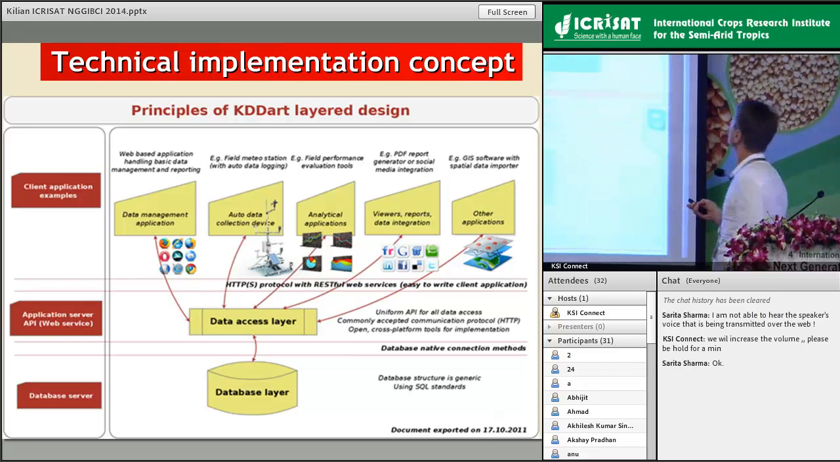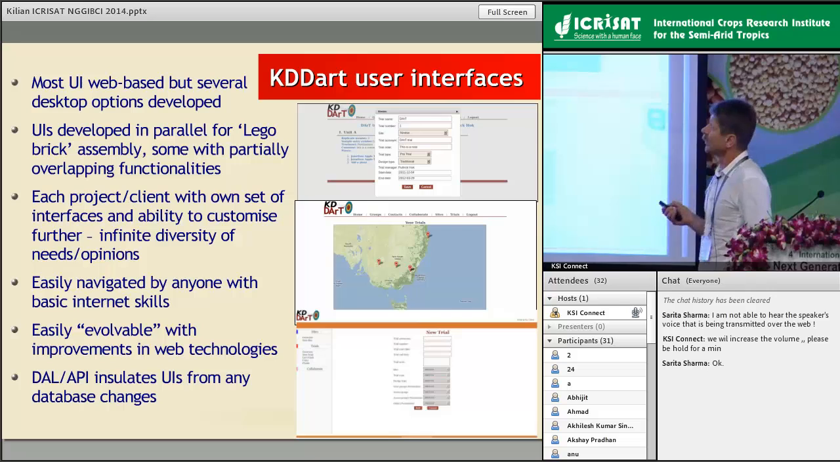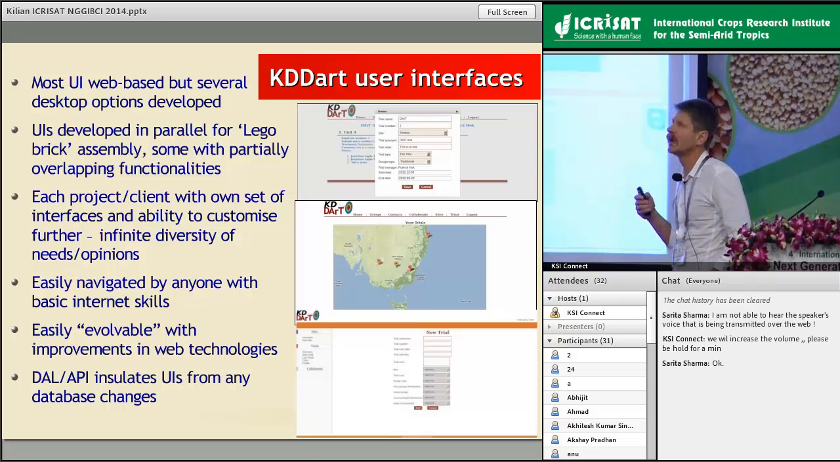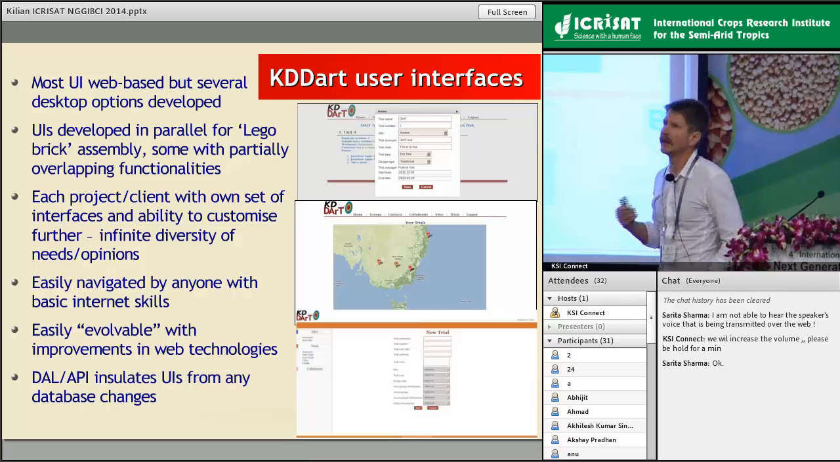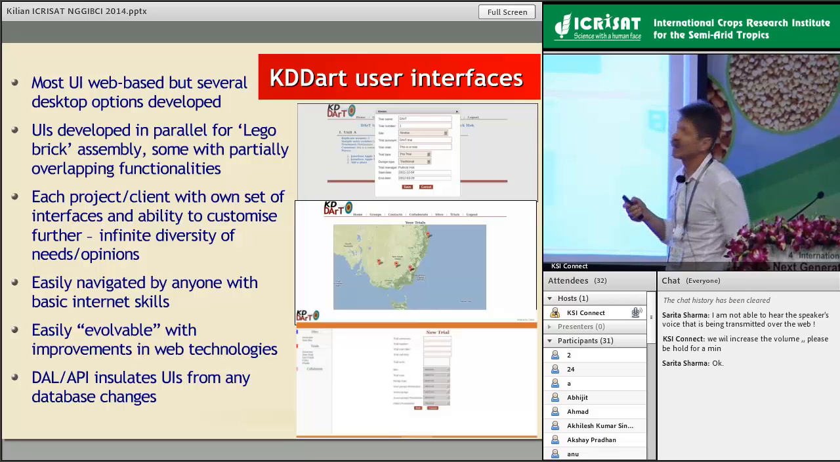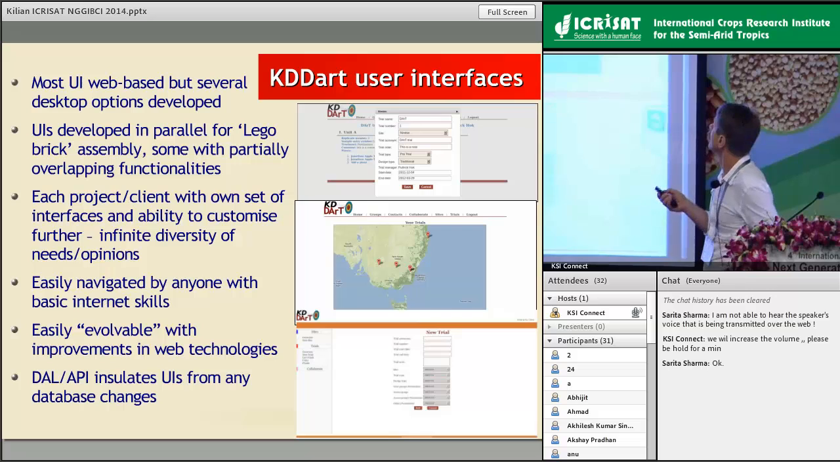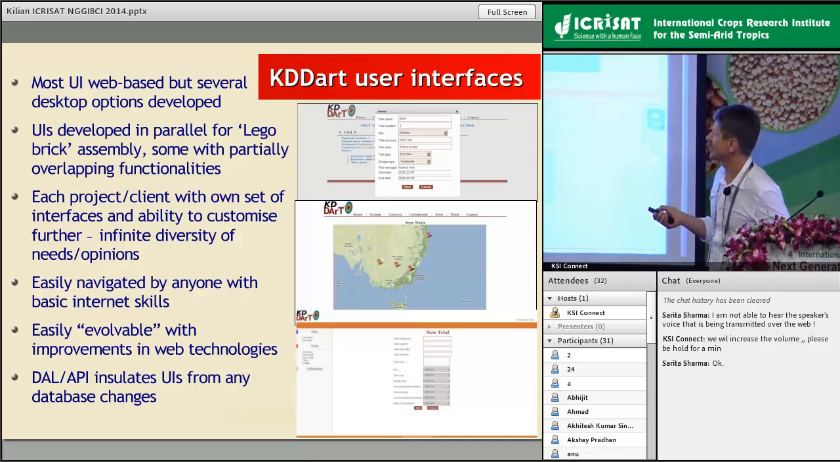And I'll just give you a very quick run through some of the interfaces. First, I'll say that user interfaces in the KDDart system are designed to be recyclable and designed to be assembled in a way like Lego bricks. So we're building many of those partly overlapping interfaces, focusing on user interfaces that are web-based, but we're not eliminating options for desktop. Some of our user interfaces are actually desktop applications.